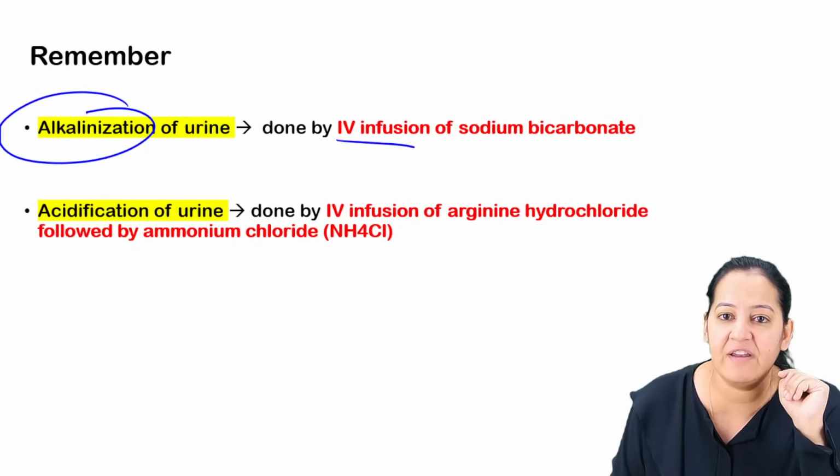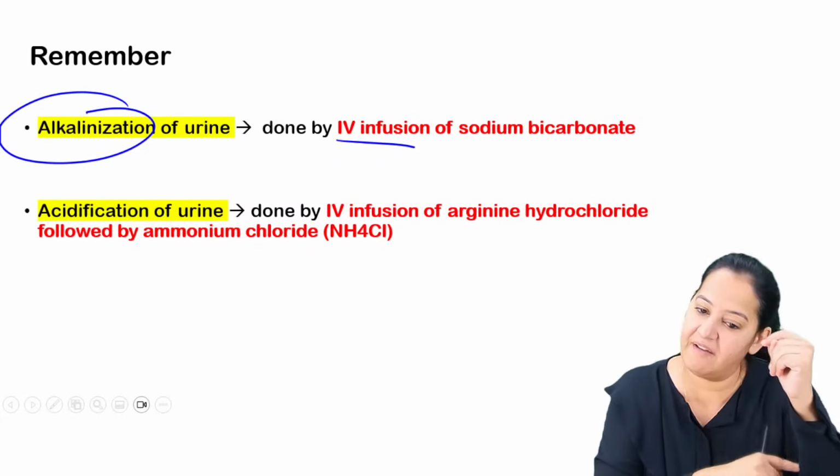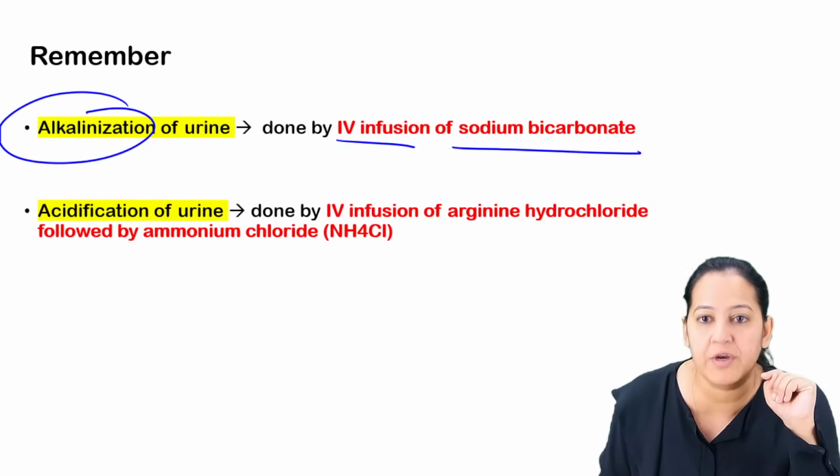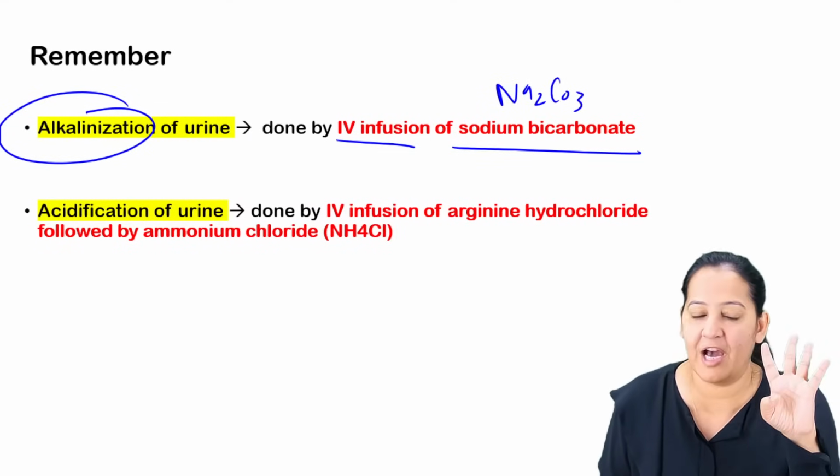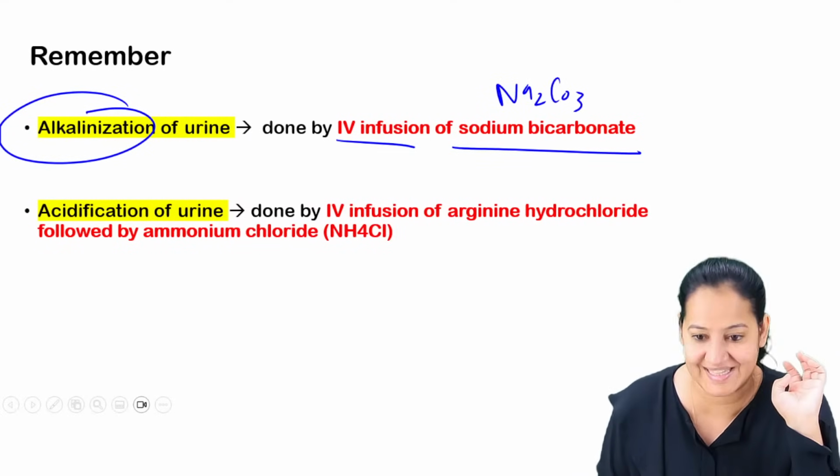So I will give IV directly. I will make a drip. I will not give a tablet. I will give a drip, an IV infusion of sodium bicarbonate, NaHCO3. If I give sodium bicarbonate, the urine automatically will become basic, alkaline.